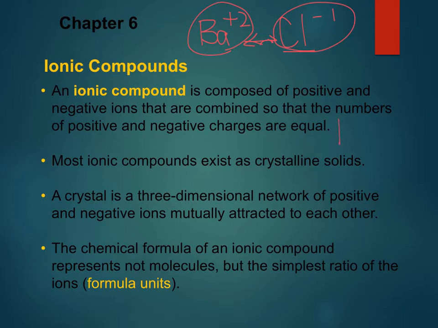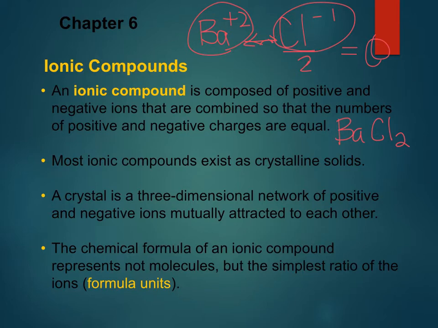So in our example, the barium and the chlorine, we would have Ba and two Cls in order to make it neutral. We have positive two and minus one, and in order to have an overall charge of zero, we need to have two of this negative one chlorine.